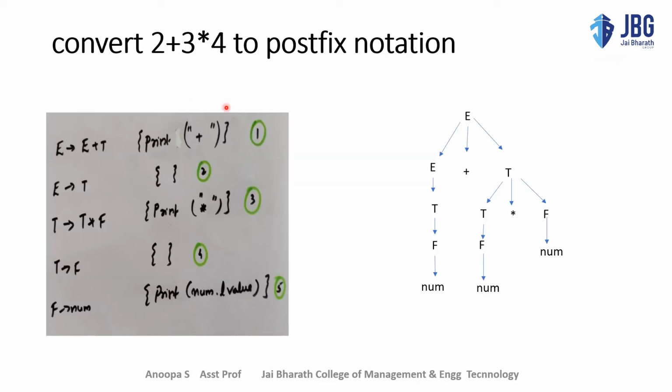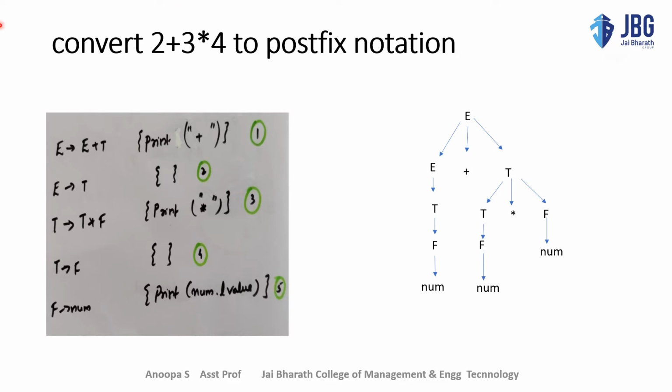Now I have to convert this expression to postfix notation. This is the infix notation, 2 plus 3 into 4, and I have to convert it to postfix notation. I have written the productions that I am using for this conversion: E giving E plus T, then E giving T, T giving T star F, T giving F, and F giving num. I have written the semantic actions here, and I have numbered those productions.